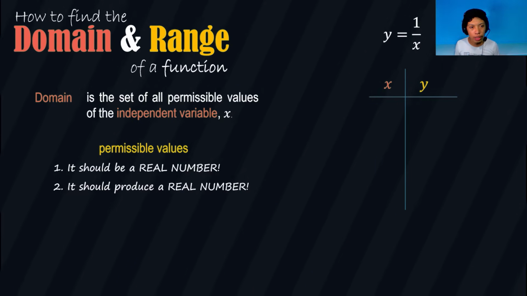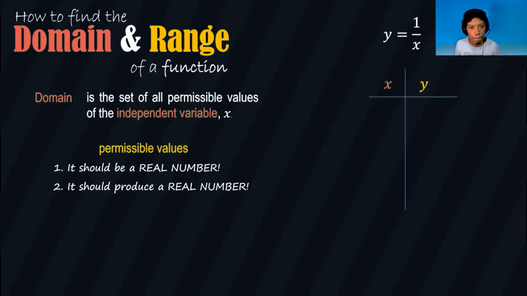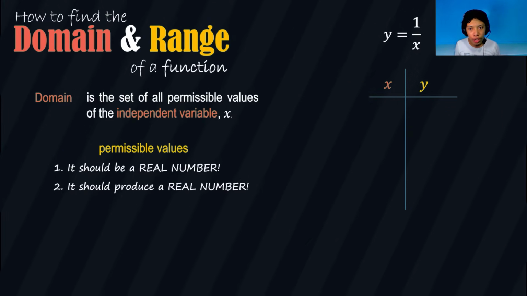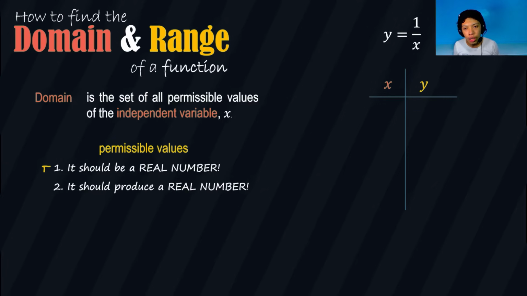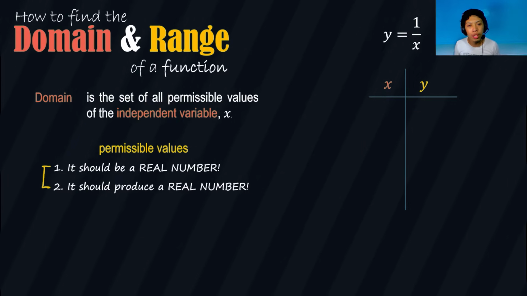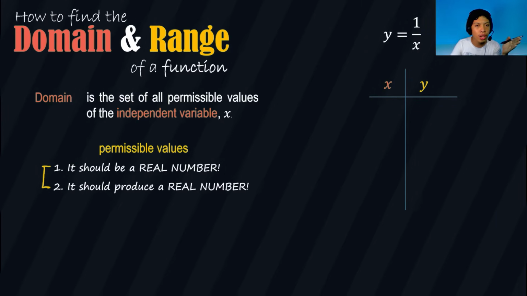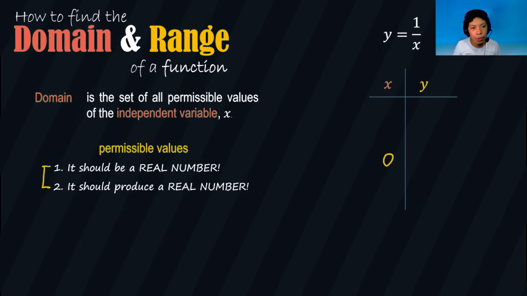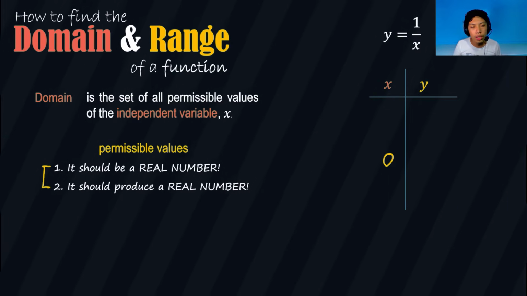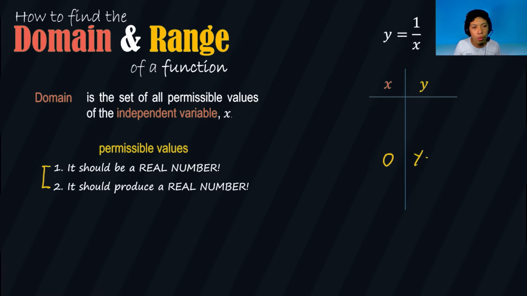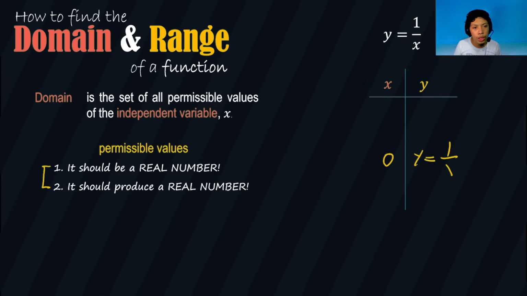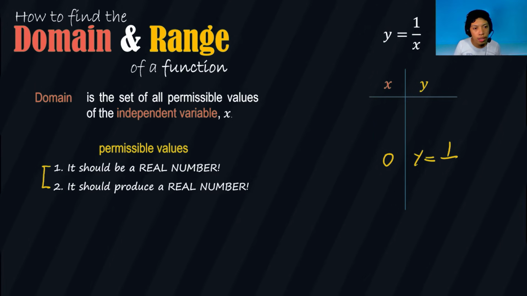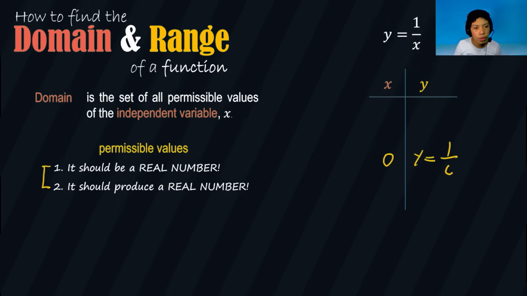Okay, let us try this one. Okay. So how do we find this domain? Okay. So mag-start ka na naman. Take note ha, these are the criteria for permissible values. So you have to start somewhere. Okay? You have to start somewhere. So for example, if I start at 0, okay, when I substitute 0 to our equation, take note, y is equal to 1 over x. And I will substitute 0 to x. Okay, let me just erase this x. And I will substitute the value 0.